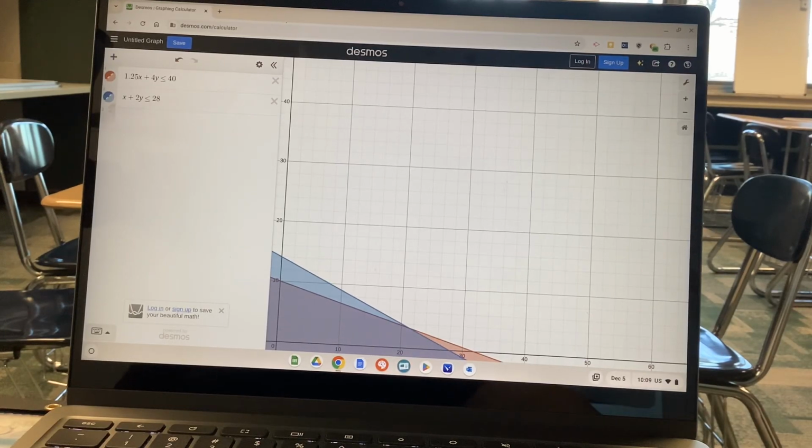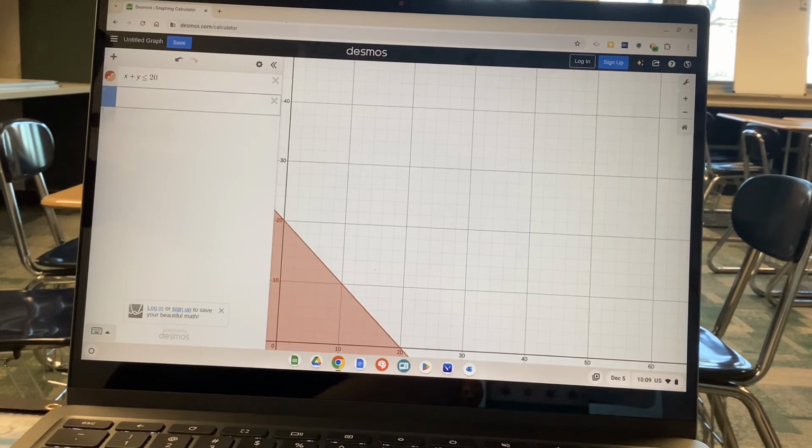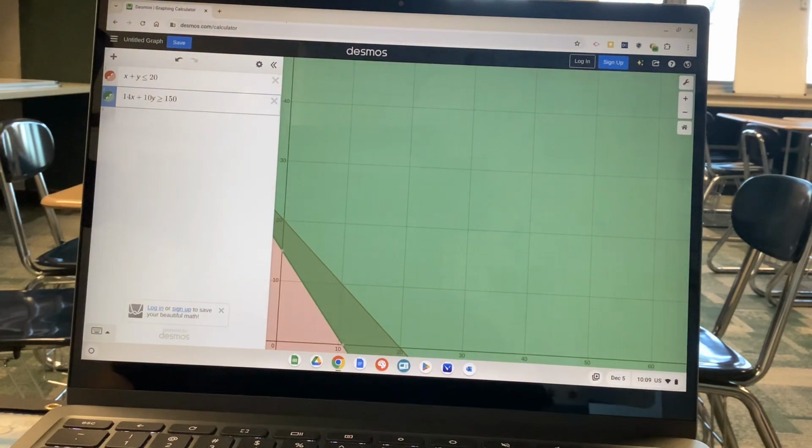All right. So let me go ahead and delete what we had from the last one and put the next one in. So we have x plus y is less than or equal to 20. And then we have 14x plus 10y is greater than or equal to 150. All right, so this time we have green and we have red, okay?